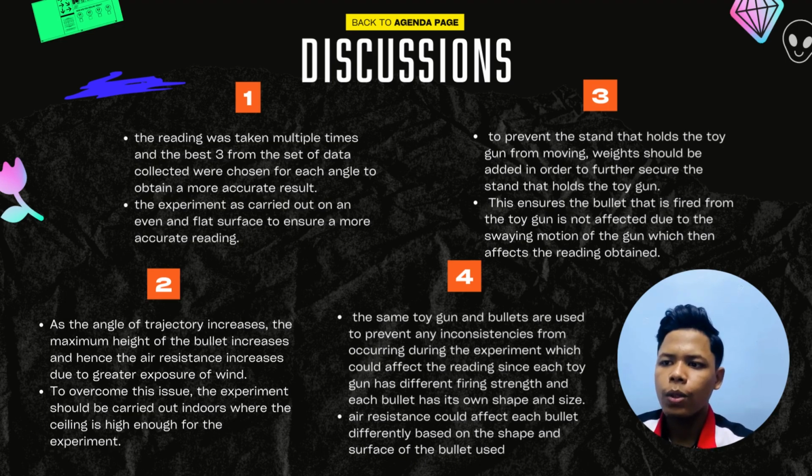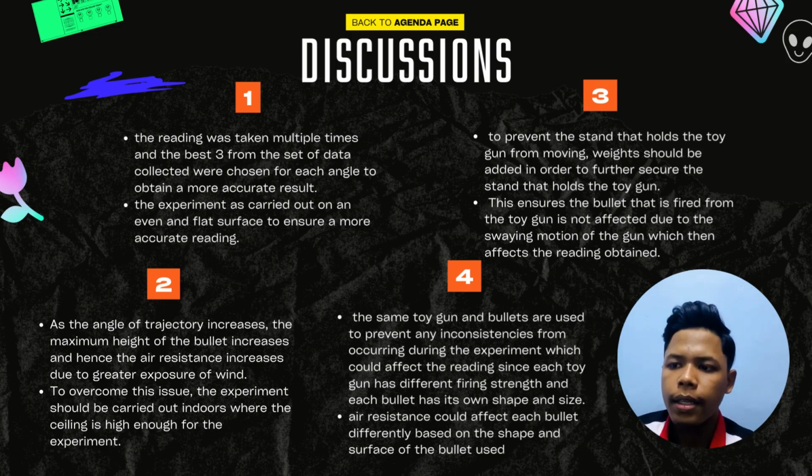Number 3, to prevent the stand that holds the toy gun from moving, weights should be added in order to further secure the stand that holds the toy gun. This ensures the bullet that is fired from the toy gun is not affected by the swing motion of the gun, which then affects the reading obtained.